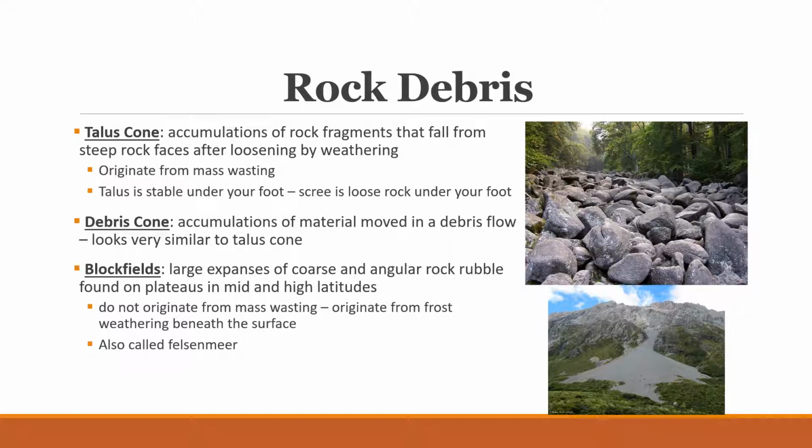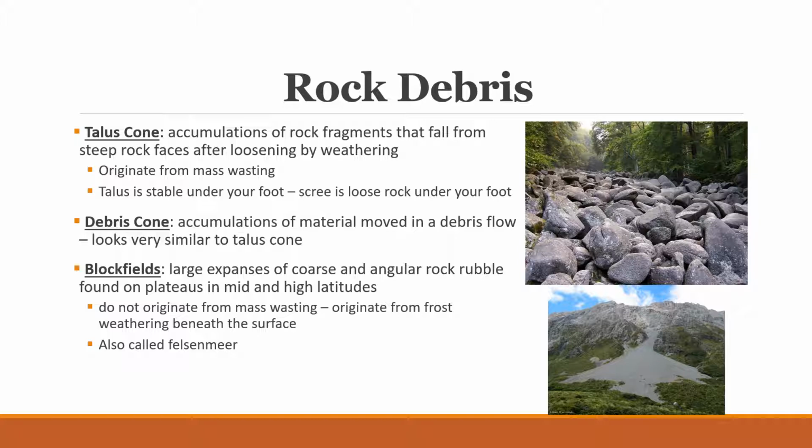Rock debris will form in our transport limited environments. We have three main categories of rock debris: talus cones, debris cones, and block fields. Talus cone, we've talked about talus already. We're looking at an accumulation of rock fragments that fall from steep rock faces after loosening by weathering.